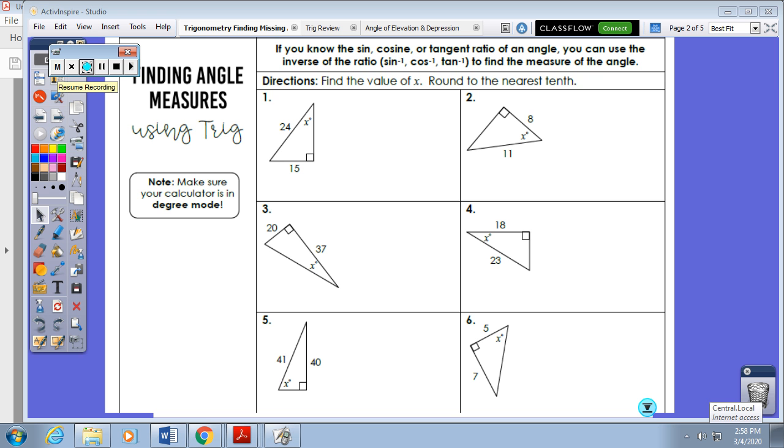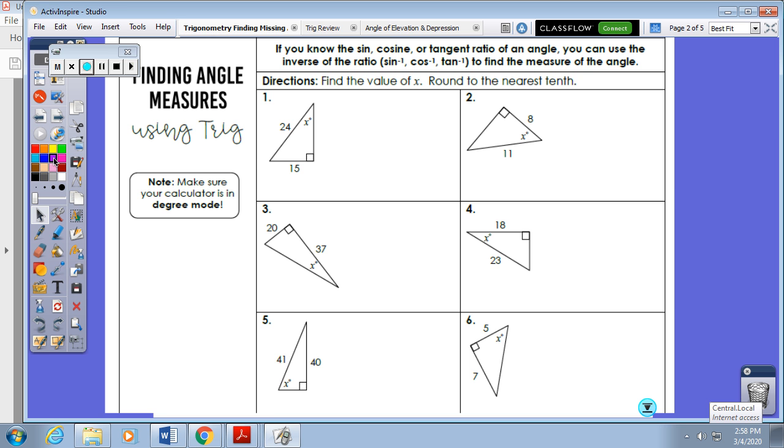In this lesson, we are going to look at finding angle measures using trigonometry. So if you know the sine, cosine, and tangent ratio of an angle, you can use the inverse of the ratio, sine inverse, cosine inverse, and tan inverse, to find the measure of the angle. In the first set of problems, we're going to find the value of x and round to the nearest tenth. Make sure your calculator again is in degree mode in order for this to work correctly.